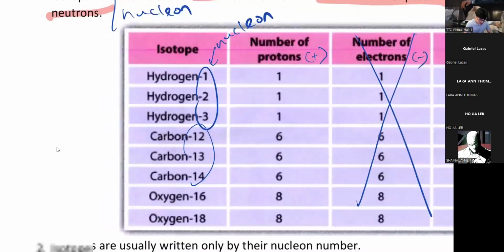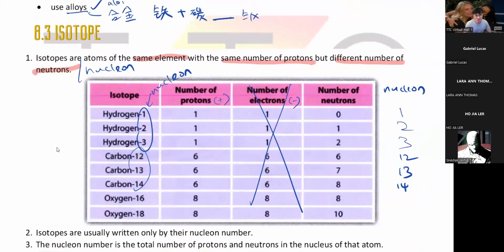How are you? Okay, so we are in 8.3, isotope. Let me repeat this again. Isotopes have the same proton number, but different neutron number or different nucleon number. China, try to catch up, because we are almost done already. That's the main concept we talk about today.